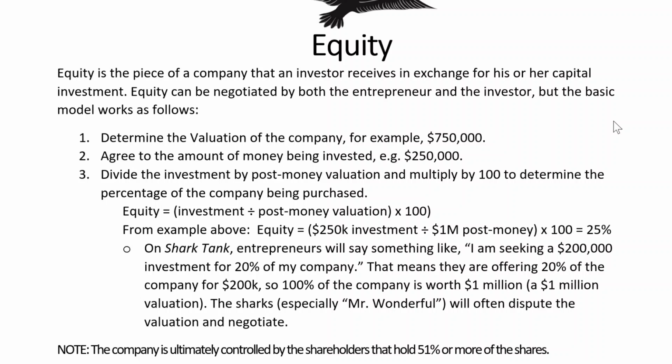Now, equity is what investors get in return for their money. So, an equity deal goes as follows. The investor gives the company money, let's say $100,000, and then they get 10% of the company in return. That leads straight into the valuation.